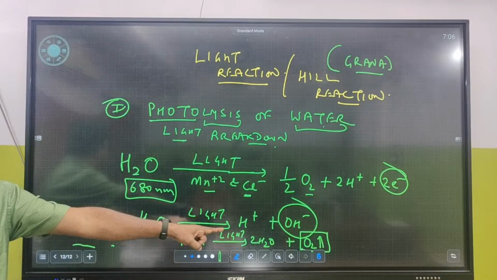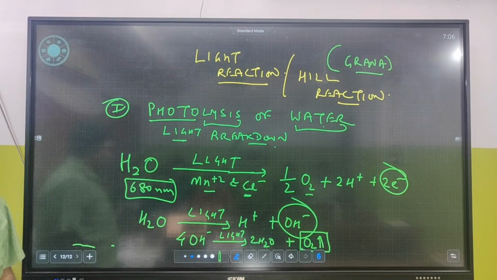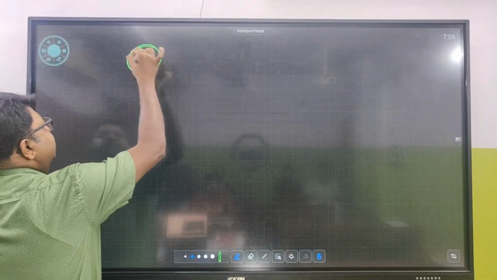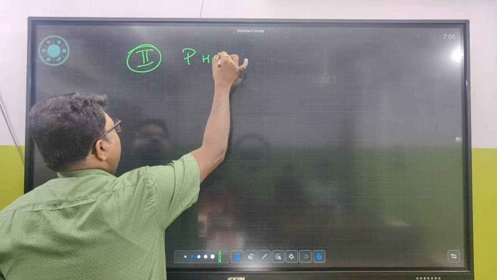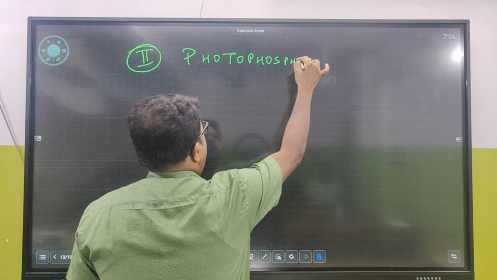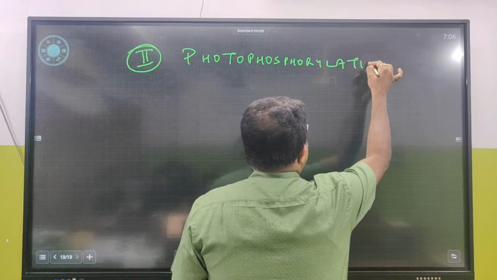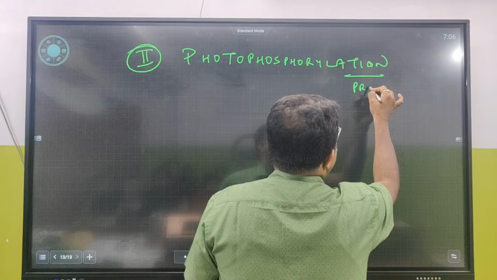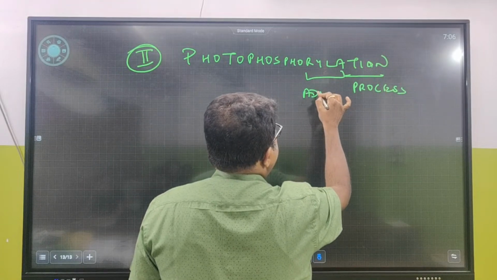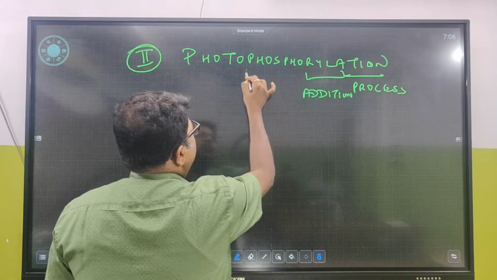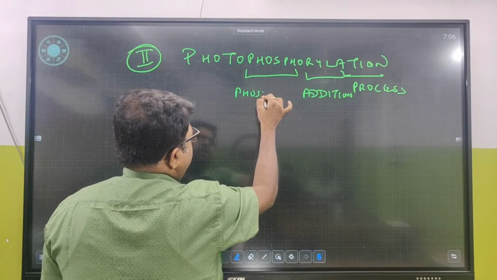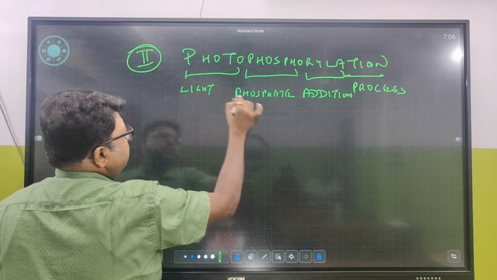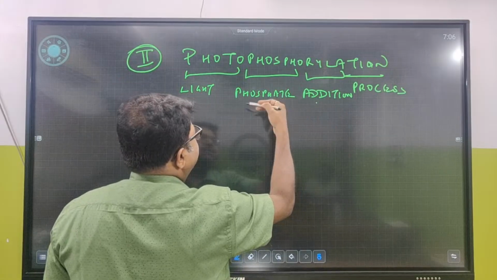So this is a byproduct of light reaction. What is the second step of light reaction? The second step is called photophosphorylation. Tion means process, ylation means addition, phospho means phosphate, and photo means light. So it is the process of addition of phosphate with something in presence of light.